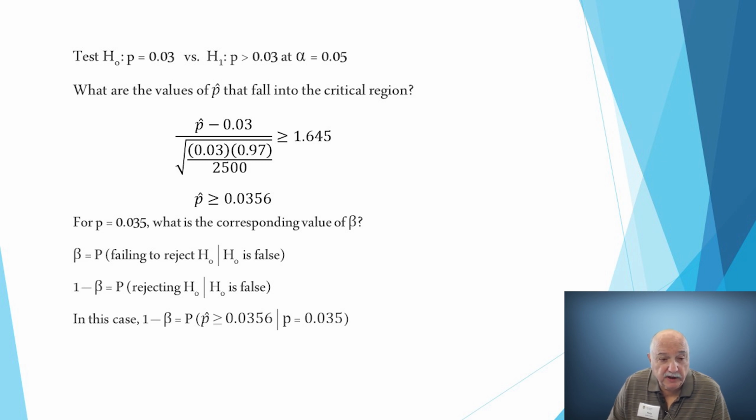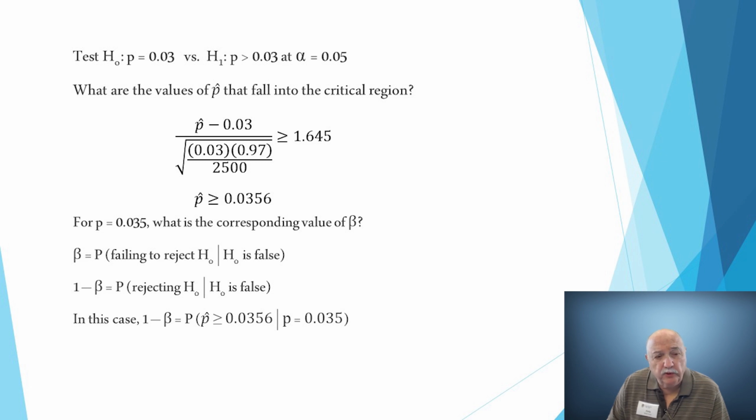Now, if you do some algebra, you can find that the values of p hat, the test proportion, are greater than or equal to 0.0356. That's just an alternative way of expressing the critical region. So if p hat is greater than or equal to 0.0356, you're going to reject the null hypothesis. Okay.